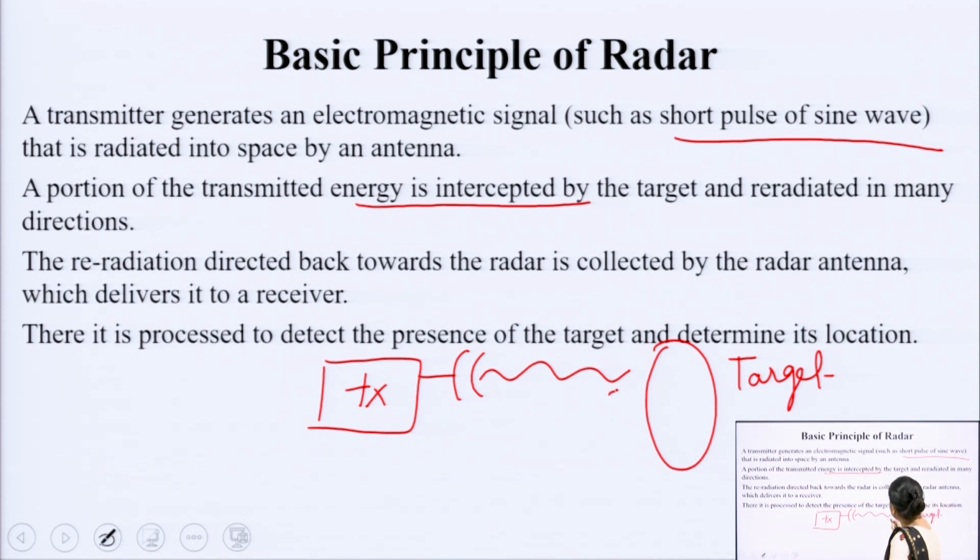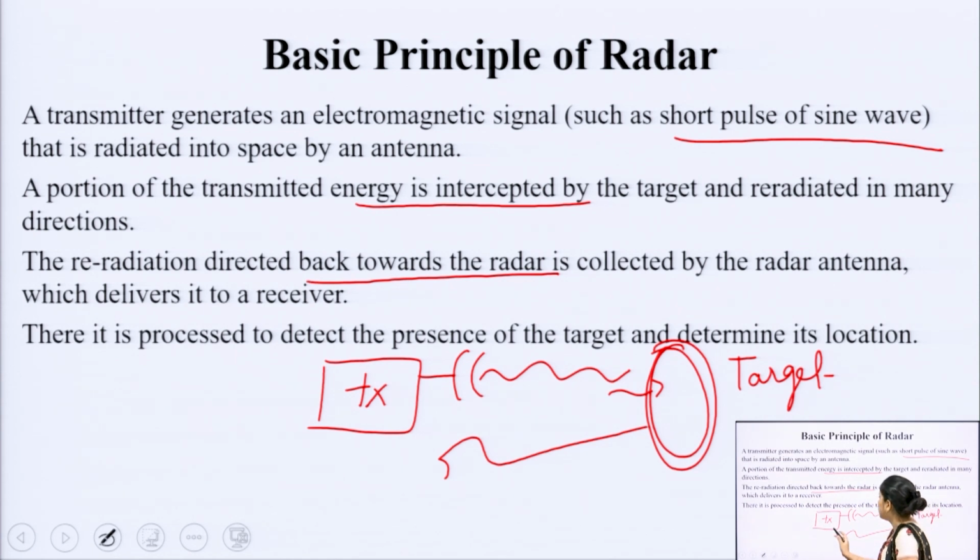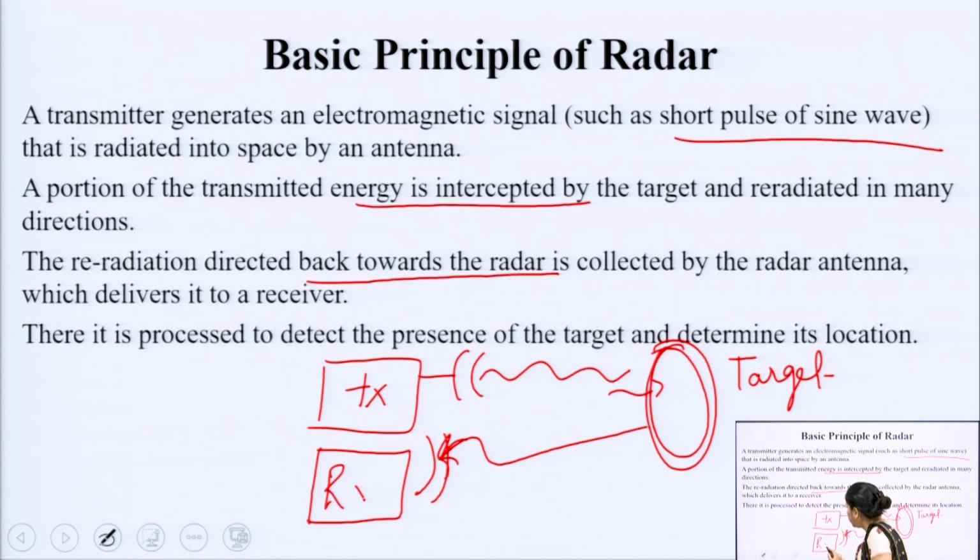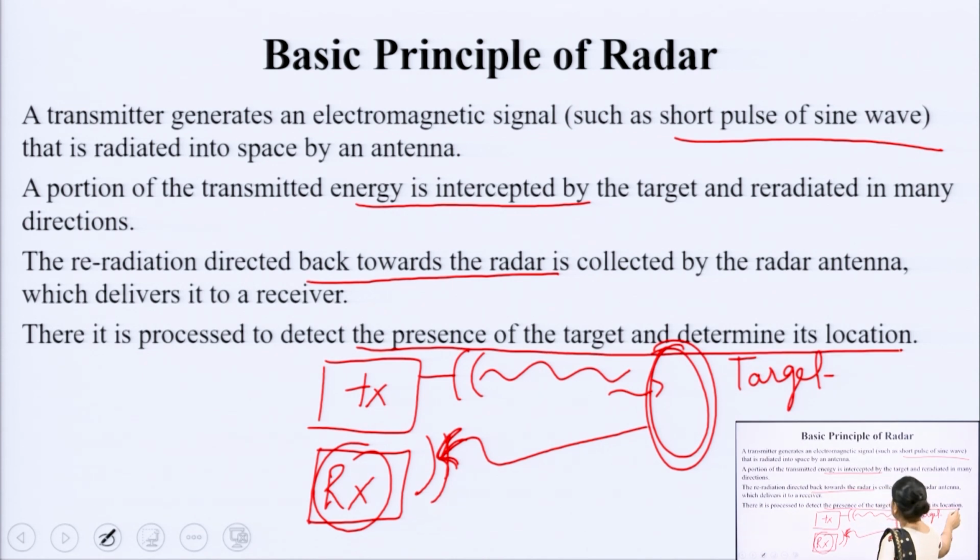So, some energy is received and intercepted by the target, and some is re-radiated, directed towards the radar. Again, there is an antenna which will receive this re-radiated signal, or we can say reflected signal, and give it to the receiver section. Then, in the receiver section, the signal received by the antenna is processed to detect the presence of the target and determine its location. So, this is the basic principle with which the radar works.